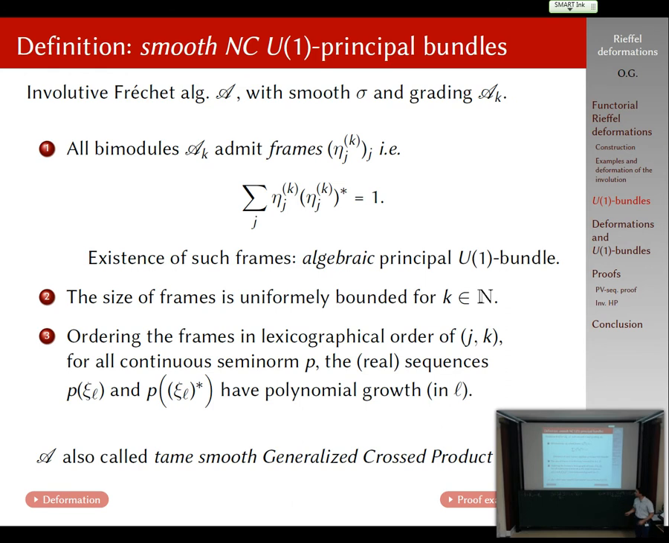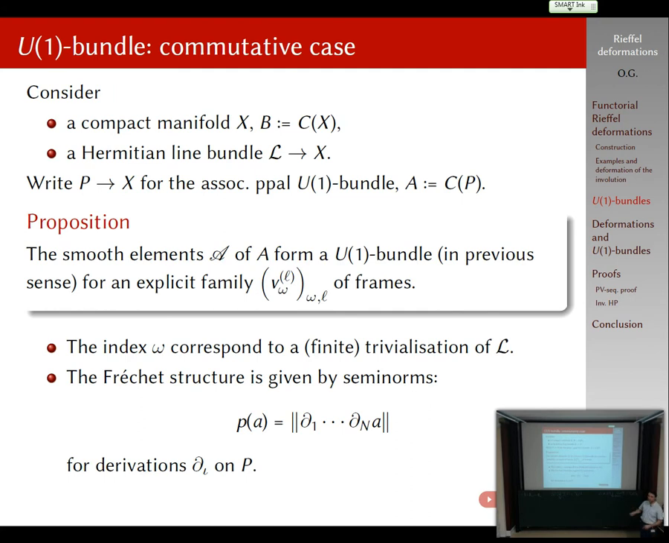So there is something somewhat strange in this definition, which is that you ask that the size of the frame is uniformly bounded. And so in the commutative example, we see how this comes around. It's really that your frame corresponds to a trivialization of your line bundle, and a generator of the line bundle on each patch of the trivialization. And so the index, that is to say the number of elements in your frame, corresponds just to this trivialization.